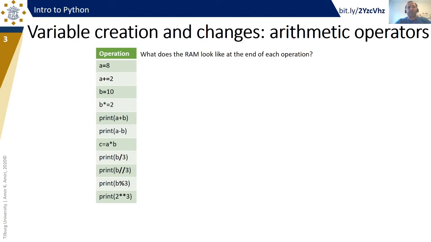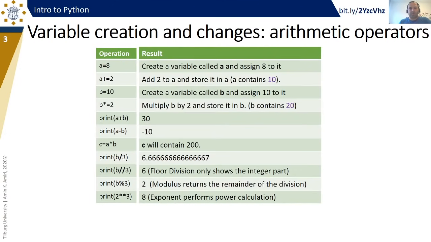So variable creation and changes can happen as a result of arithmetic operators. I want you to pause this video for a moment and guess what happens as a result of each operation in the RAM. What would the RAM look like as a result of this operation, then this, and then this operation? Okay, this is the result.